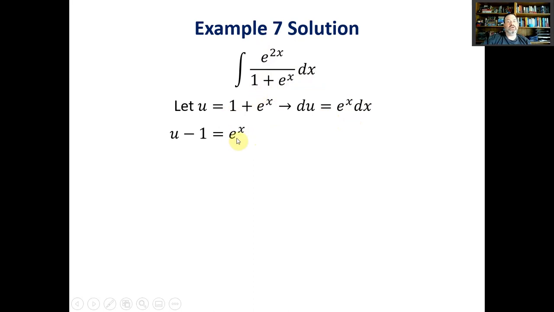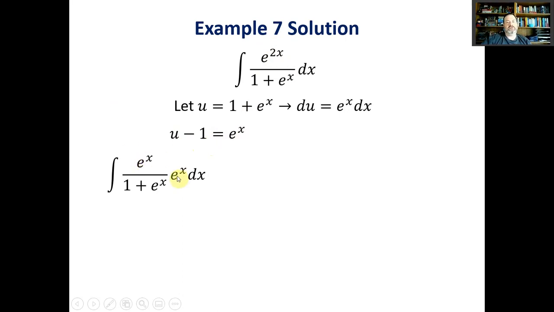But you have to notice that we are going to have an extra e to the x in the numerator. We're going to get 1 from the du, but we're going to have an extra one here. So you have to solve this thing for e to the x. So it's actually going to be u minus 1. So watch how this works.